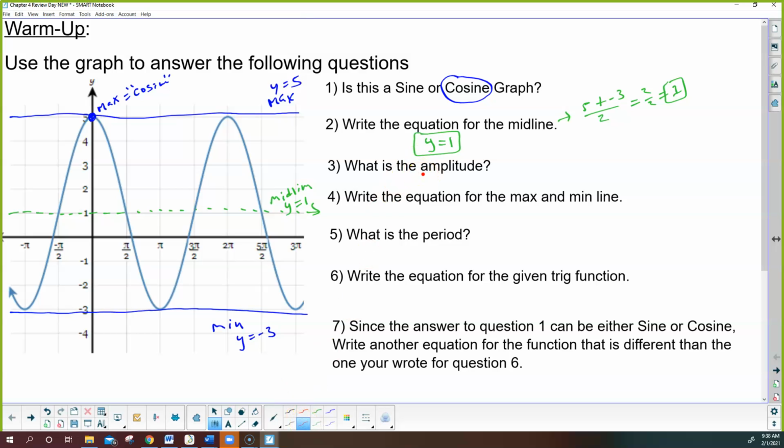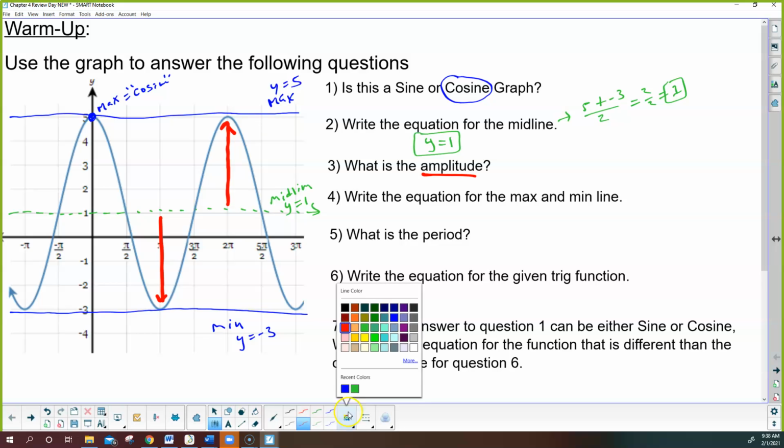What is the amplitude? Well, the amplitude is how far up or down are we from the midline. In this case, they should be the same thing. How far did I go up? Well, 1, 2, 3, 4. And then how far did I go down? 1, 2, 3, 4.